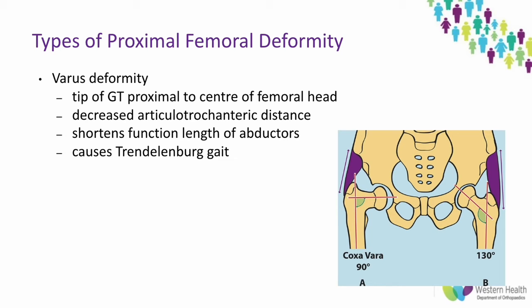Looking at a varus deformity, in the case of a varus deformity, the tip of the GT will be proximal to the center of the femoral head. This leads to a decreased articulotrochanteric distance and it shortens the functional length of the abductors. This can then result in a Trendelenburg gait.